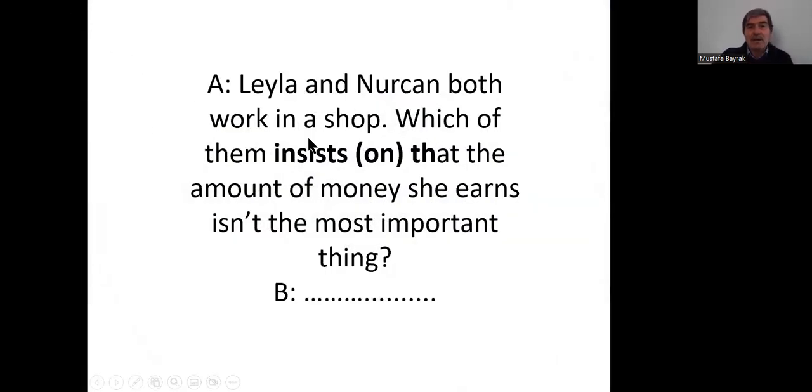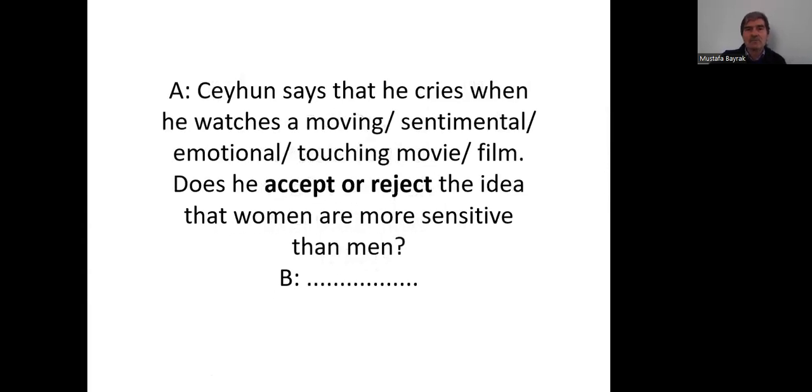Okay. Leyla and Nurcan both work in a shop. Which of them insists on that, that clause because of preposition, that the amount of money she earns isn't the most important thing? Let's just choose one of them. Leyla, for example, insists that the amount of money she earns isn't the most important thing. There are other important things as well.